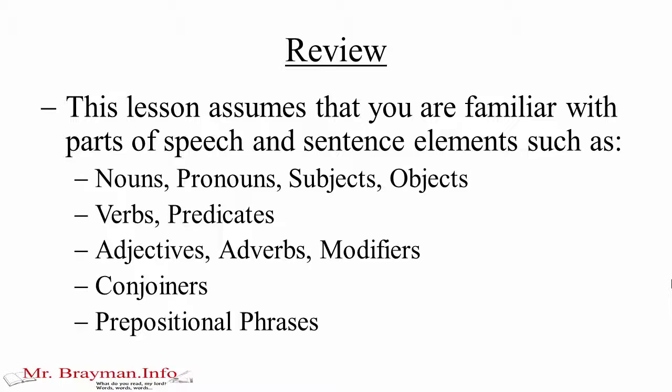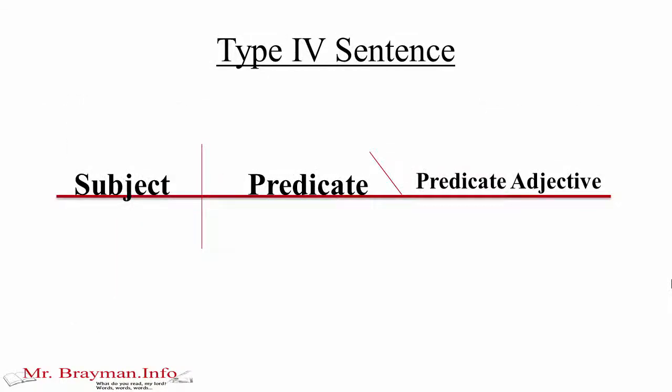But I'm going to go very quickly because I'm going to assume that you know all this. So if it starts going too fast for you or you start getting confused, go back and review these lessons. All right, so this is the basic diagram for a type 4 sentence. And you'll notice that it looks exactly like the type 2 sentence. Really, the only difference is here in the predicate.